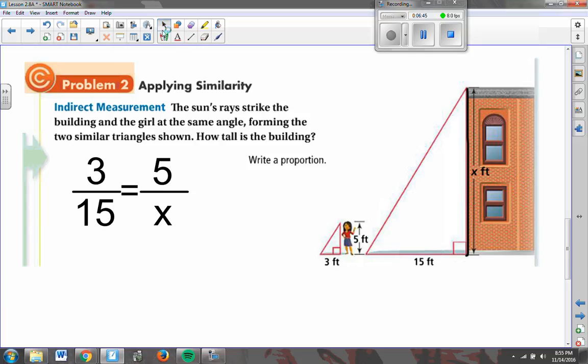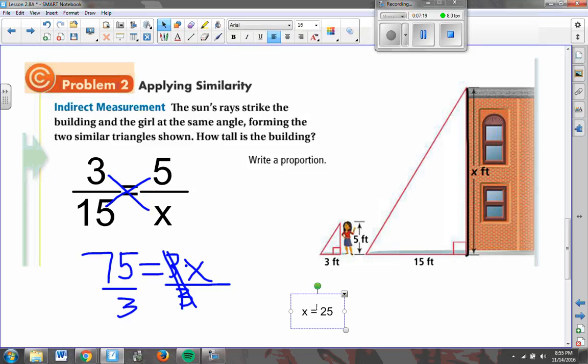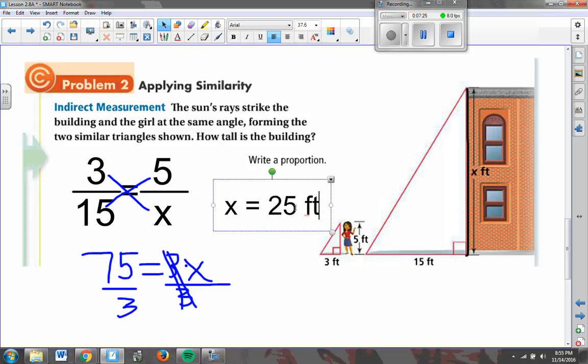Now again, I just want to solve for x by cross multiplication. Cross multiply this way and this way. I do 5 times 15, which equals 75, and it's equal to 3 times x. Now to get the x by itself, I divide both sides by 3. I end up with x equals 25. So that building is 25 feet tall.